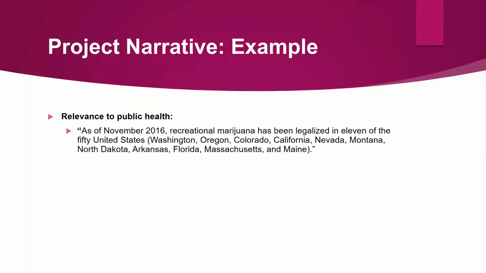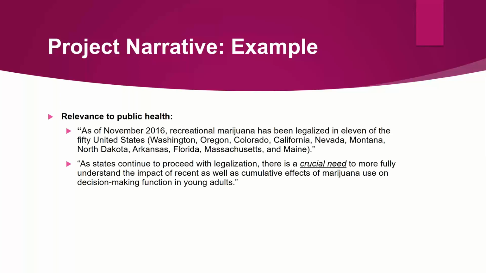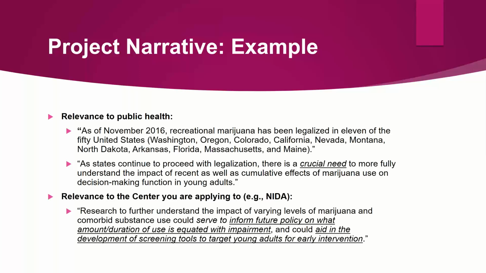So first, relevance to public health. As of November 2016, recreational marijuana has been legalized in 11 of the 50 United States. And then I list all of them. As states continue to proceed with legalization, there is a crucial need to more fully understand the impact of recent as well as cumulative effects on marijuana use and decision-making function in young adults. So that's the public health 2 sentences. Now relevance to the center I'm applying for. In my case, NIDA. Research to further understand the impact of varying levels of marijuana and comorbid substance use could serve to inform future policy on what amount or duration of use is equated with impairment and could aid in the development of screening tools to target young adults for early intervention. 3 sentences, that's all this section requires.